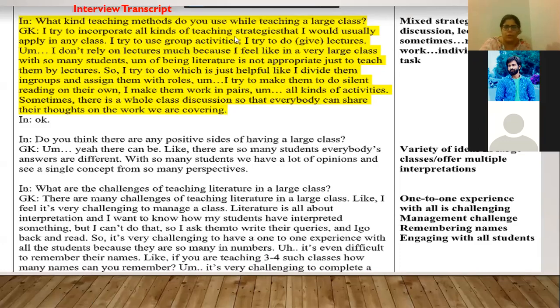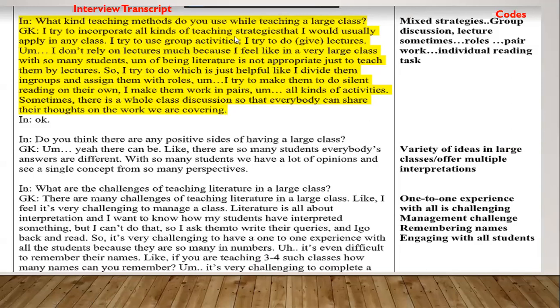I'll stop the video so you can see the whole thing. So this is on the left side, it's the interview transcript. On the right side is the code. All right. Please go through it, see if you understand why I have coded it the way I have.